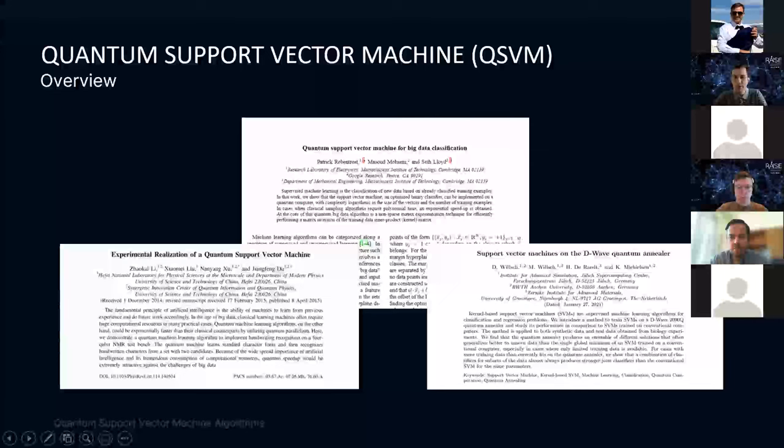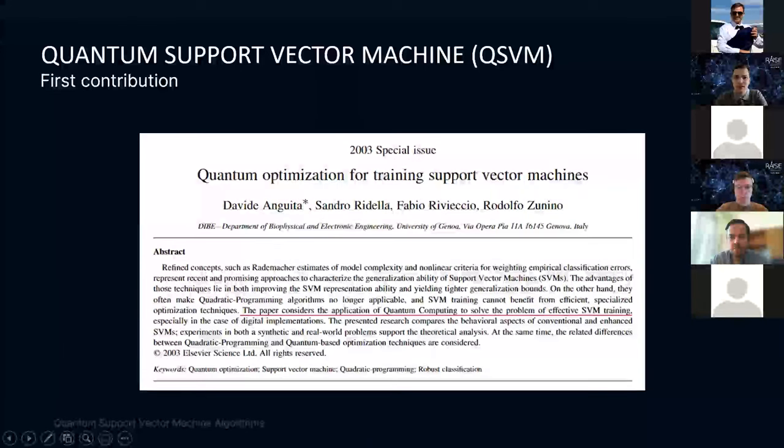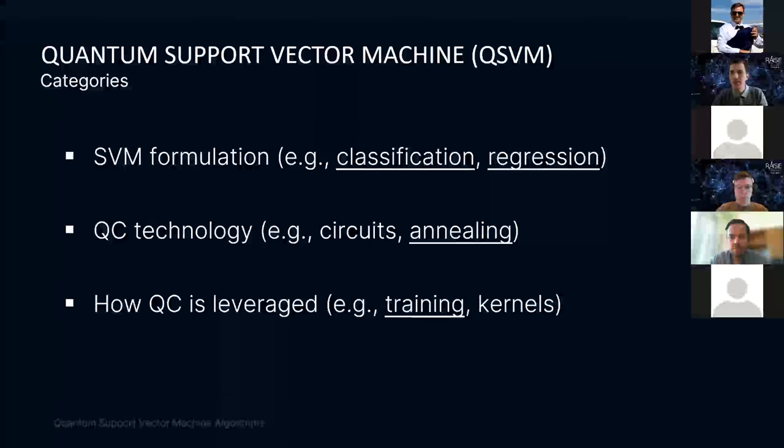But to do so, we start with the first contribution, that is this 2003 paper, where quantum computing is used for enhancing the training of the SVM. It particularly uses a variation of the Grover search algorithm to find the support vectors of the training set. So the idea is to enhance the training step of the algorithm. So this is one of the possibilities.